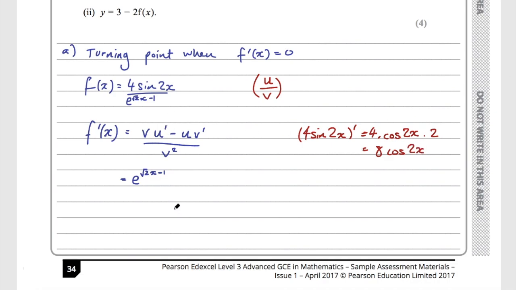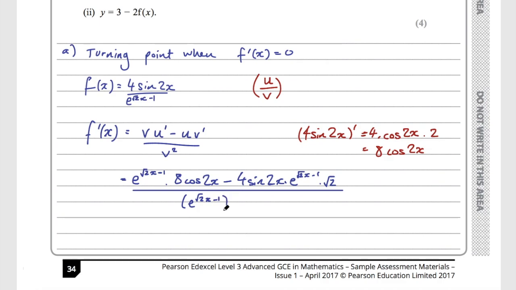Okay, so that's u dash, so we need to multiply that by 8 cosine 2x, minus u, which is 4 sine of 2x, multiplied by v dash. Now the derivative of e to the root 2x minus 1, again we need to use the chain rule. The derivative of e is just itself, so that stays as e to the root 2x minus 1, and then we need to multiply that by the derivative of root 2x minus 1, which is root 2, and that is all over v squared. So I'll just write that as e to the root 2x minus 1 all squared.